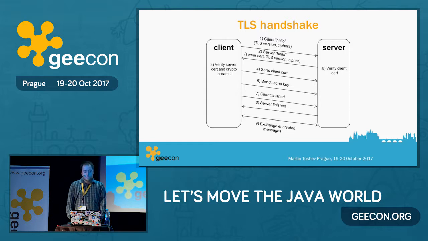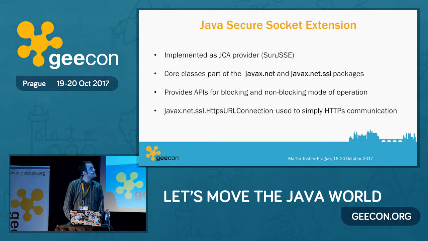Now, so far, so good. Now, let's see a bit more details about how this is implemented in the JDK. Before Java 9, basically, the JDK provided the so-called Sun JSSE provider, which is a provider for the Java cryptography architecture API in the JDK.